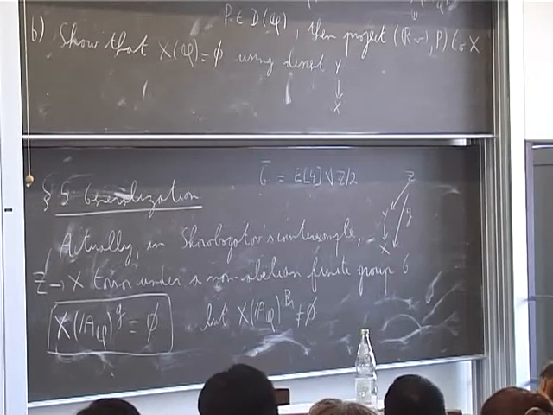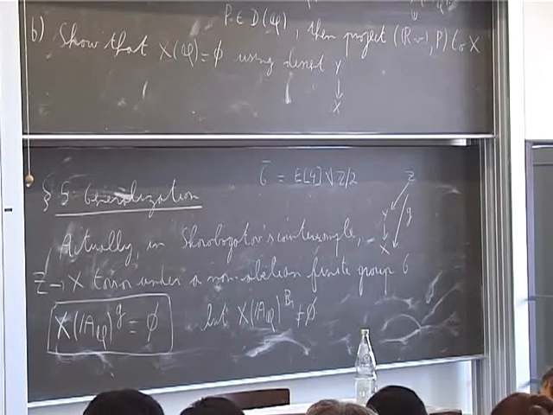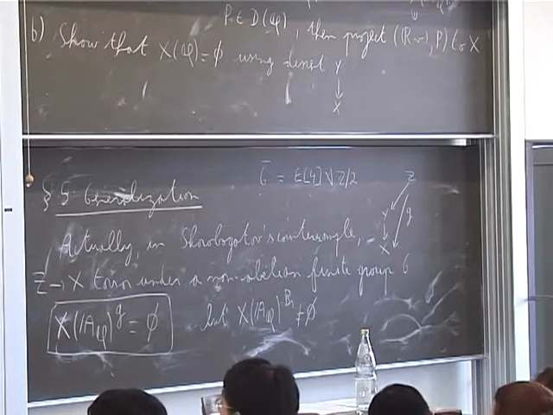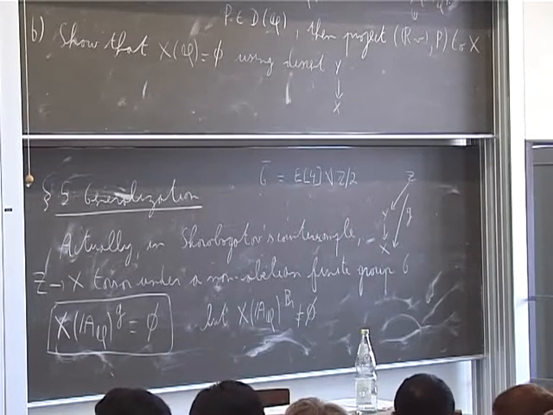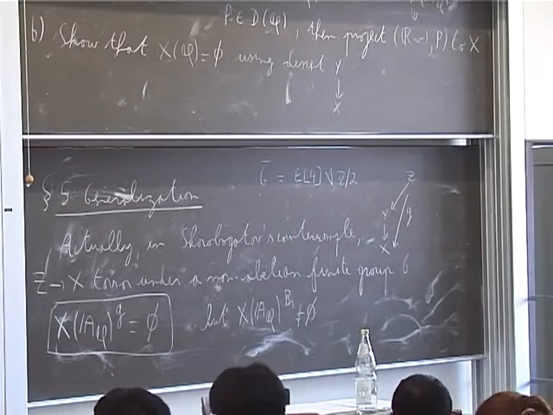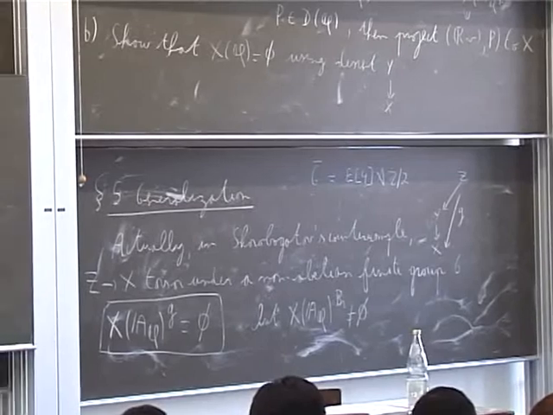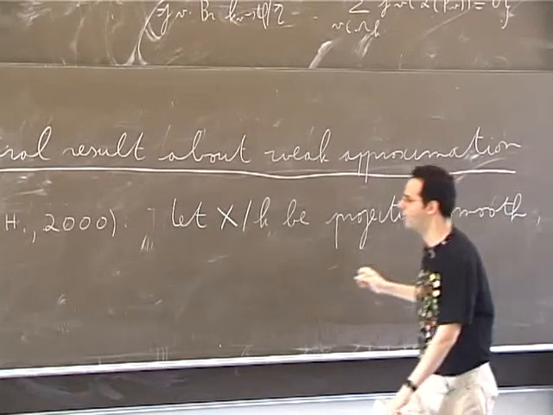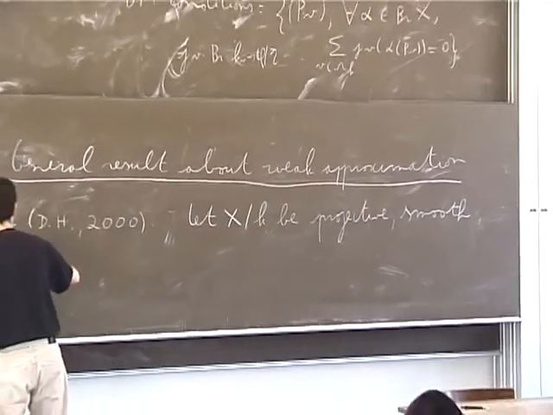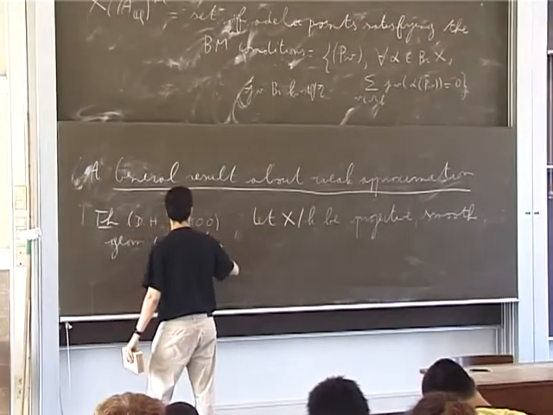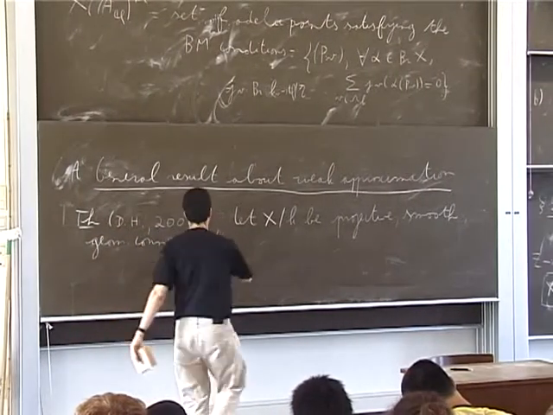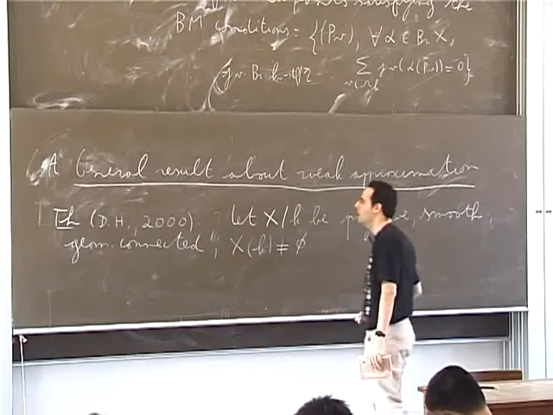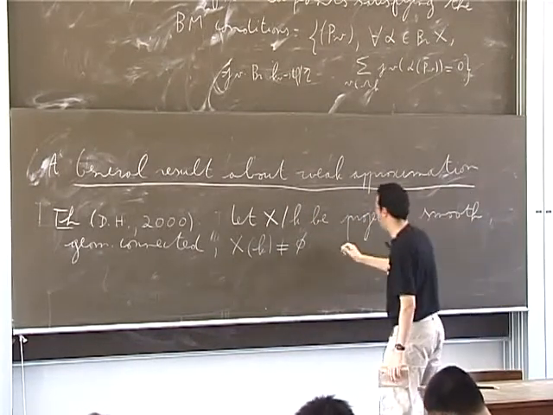So this is the following theorem, in the paper that appeared in Annales de l'École Normale in 2000. Let X over k be projective, smooth, geometrically connected, and here, to avoid an empty statement, I have to assume that there is at least one rational point.